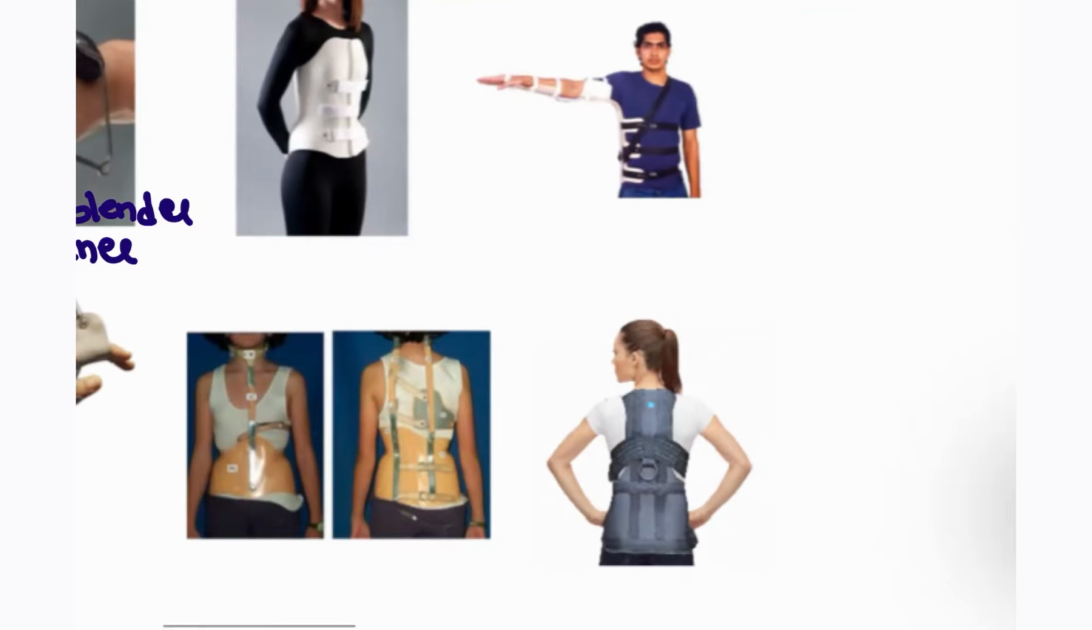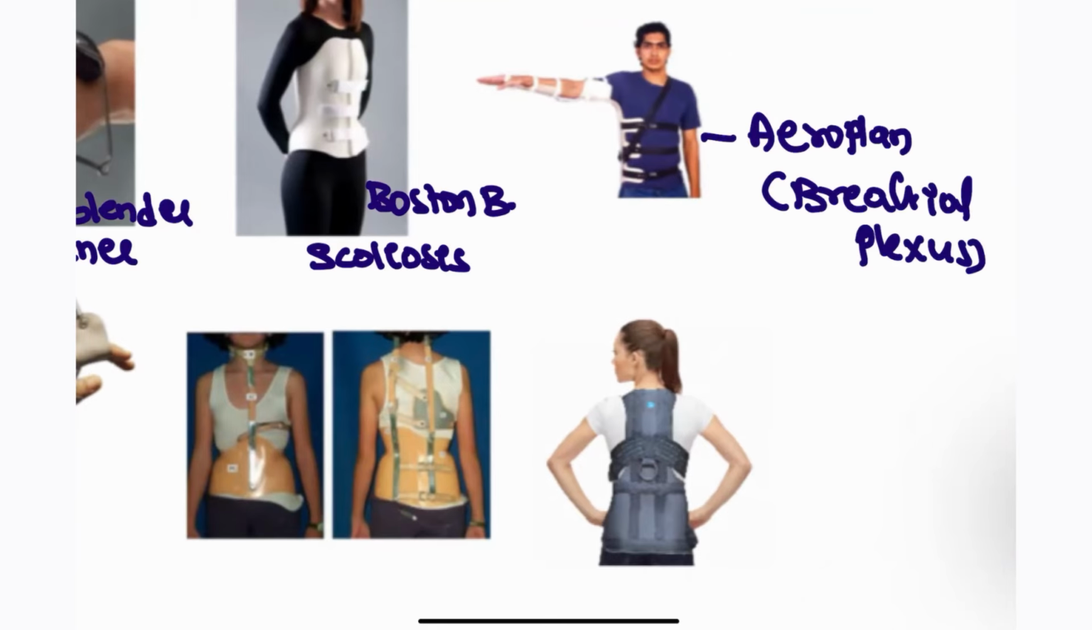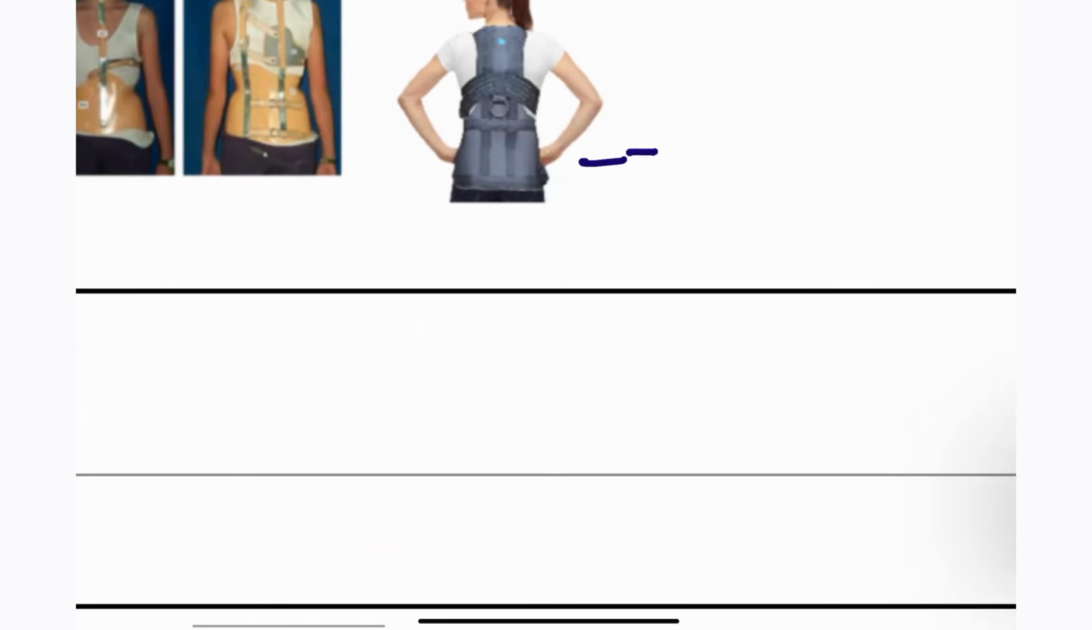Next, this is the Boston brace for scoliosis patients. Next, this is the aeroplane splint for patients with brachial plexus injury. Next, this is the Taylor brace, used for Pott's spine.